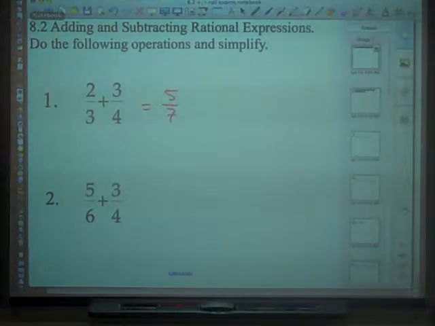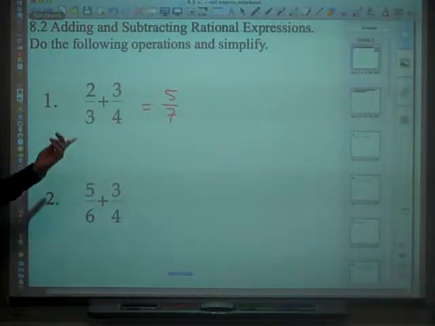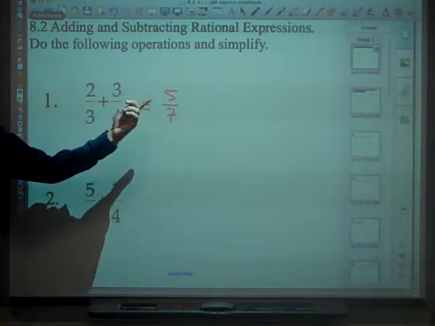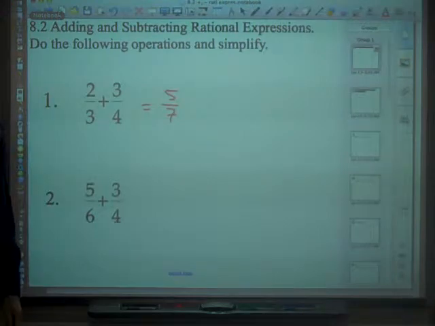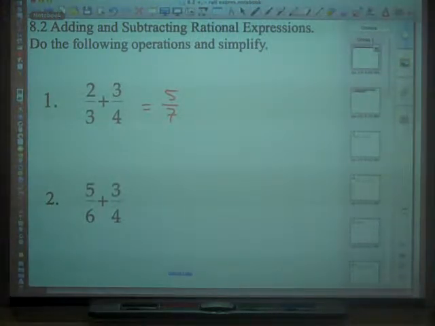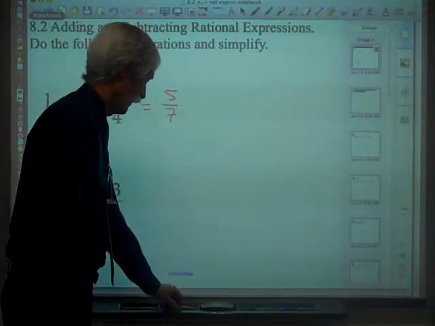Can we just do this? Leave it at this? Hey, I can add. 2 plus 3 is 5, and 3 plus 4 is 7. No. You have to make them both 12 first.